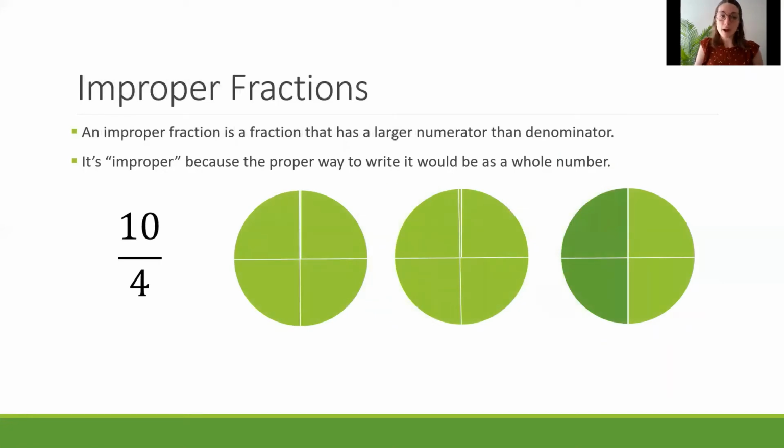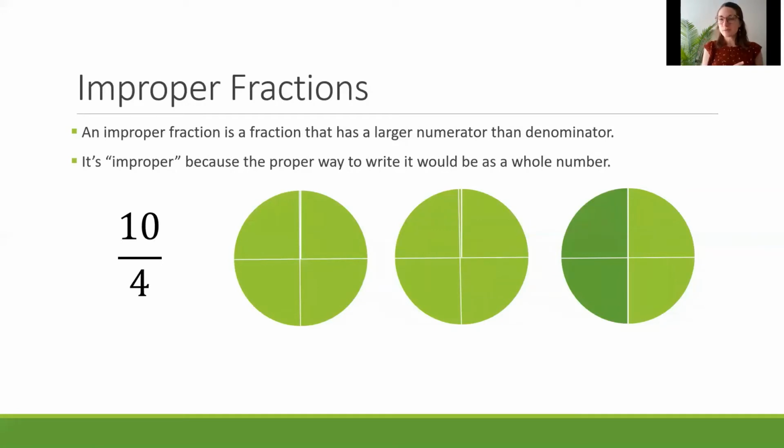An improper fraction is a fraction that has a larger numerator than denominator. So the top number is bigger than the bottom number. It's improper because the proper way to write it would be as a whole number or mixed number, depending on what the solution is. In this situation, we see 10/4. So we know that 10, the numerator, is larger than the denominator.